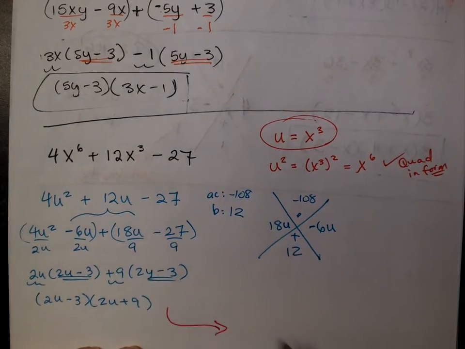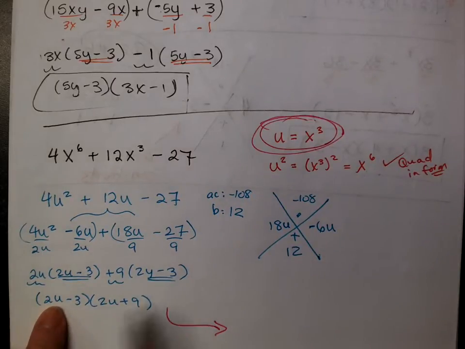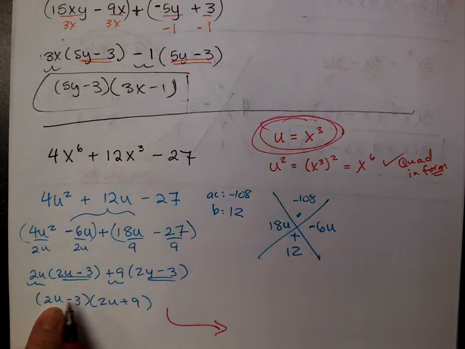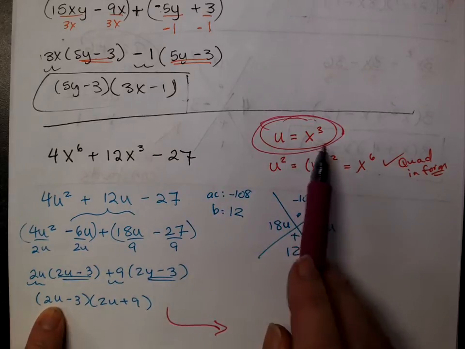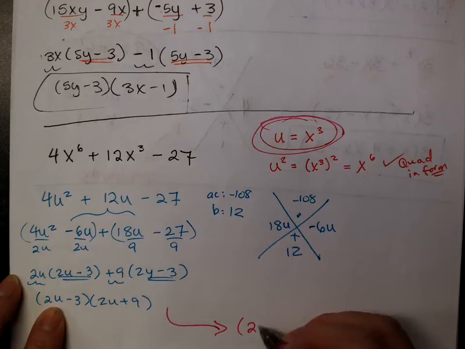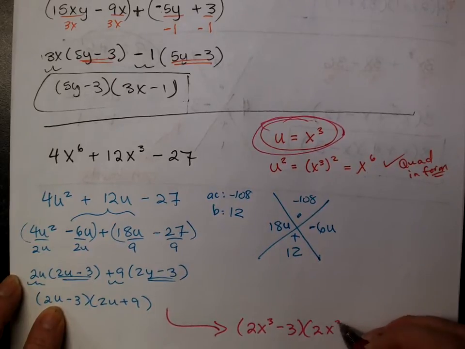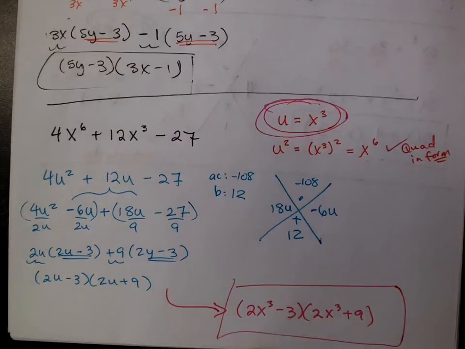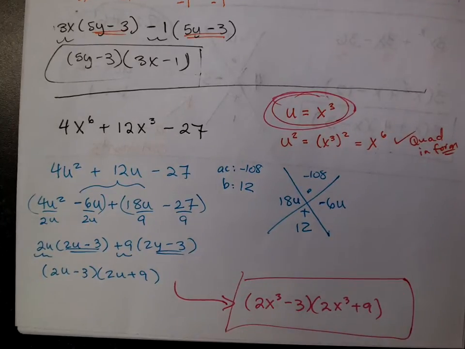Oh, so you can't use that. That wouldn't be the answer. No. You have to change those variables. Anywhere you see, just like whenever you saw an x cubed, you put in a u. Now whenever you see a u, you put in an x cubed. Okay, so it'd be 2x cubed minus 3, plus 9. I didn't know you had to do that though. Make sense? Yeah, it did.